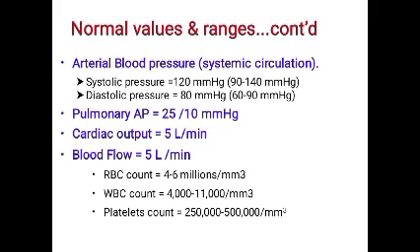Red blood cell count 4 up to 6 million per millimeter cubed. White blood cell count 4,000 up to 11,000 per millimeter cubed. Platelets count 5,000 up to 500,000 per millimeter cubed.